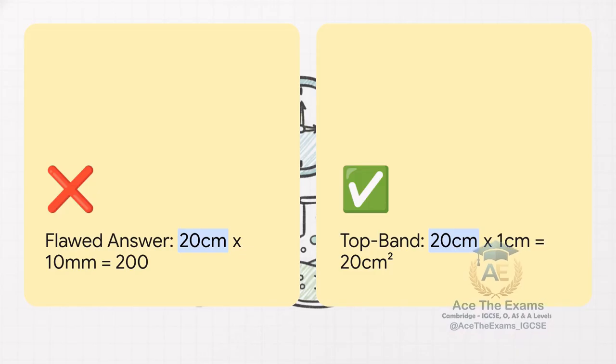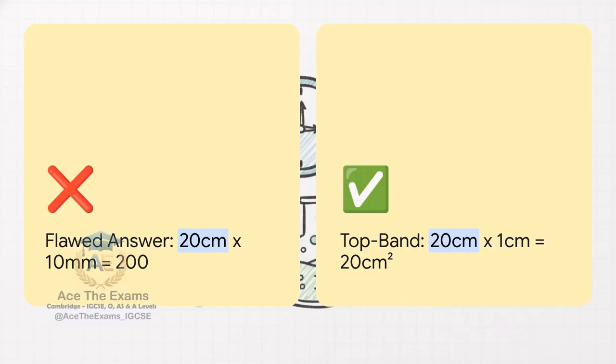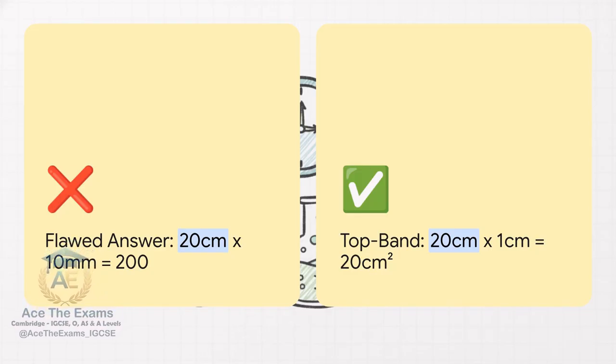This student spotted the trap. They took that 10 millimeters and converted it into 1 centimeter first. Then they calculated 20 centimeters times 1 centimeter, giving a final correct area of 20 square centimeters. That instant fix right there, that is exactly what secures the grade boundary.